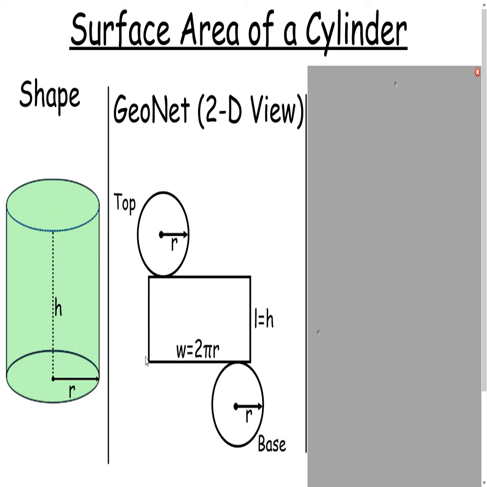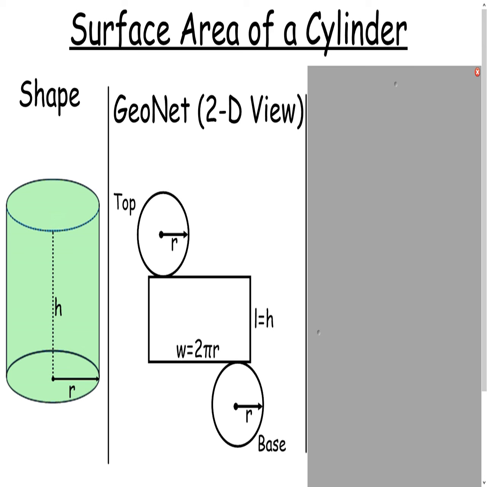And then you have to take the middle part, the outside of the cylinder, and as you can see, it's a rectangle. If you think of a can and taking the label off very carefully, you'd end up with a rectangle, and one side would be the length, the height of the cylinder, and the other side would be the piece that wrapped all the way around, representing the circumference of that can. So the width would be 2 pi r.